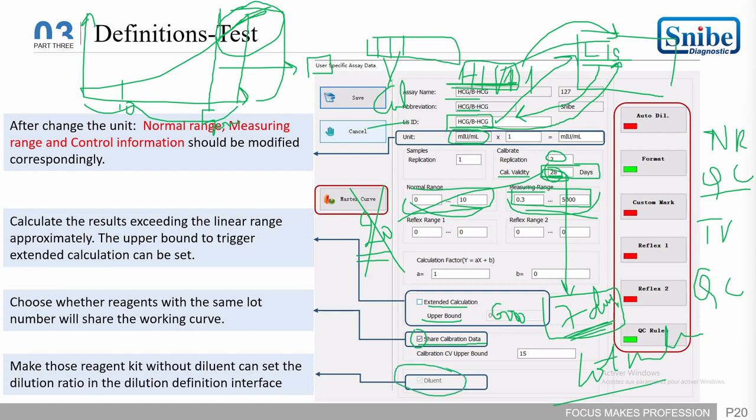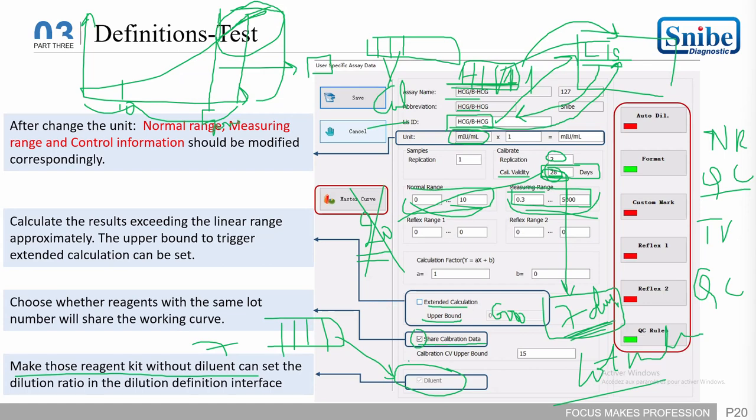On the bottom, we have the diluent. So this is for those reagents without diluent in the 7th vial. We said that in the 7th vial we have diluent, but not all the reagent kits have the diluent. Some of them don't, which means that we will not find them in the definition diluter interface when we add the dilution ratio, because they don't have diluent.